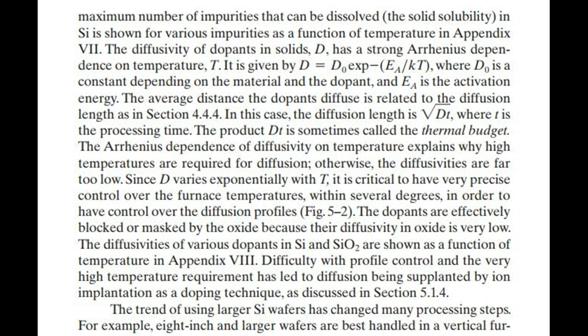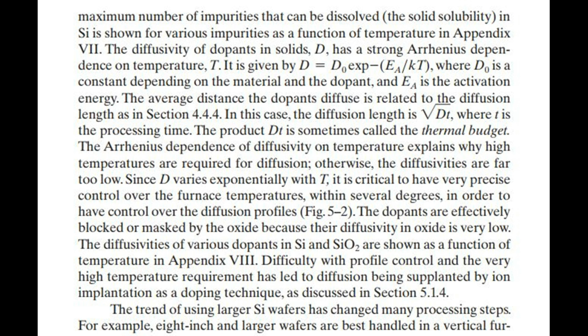The diffusivity of dopants in solids, D, has a strong Arrhenius dependence on temperature, T. It is given by D = D0 exp(-Ea/kT), where D0 is a constant depending on the material and the dopant, and Ea is the activation energy. The average distance the dopants diffuse is related to the diffusion length as in section 4.4.4. In this case, the diffusion length is 2√(Dt), where t is the processing time. The product Dt is sometimes called the thermal budget.